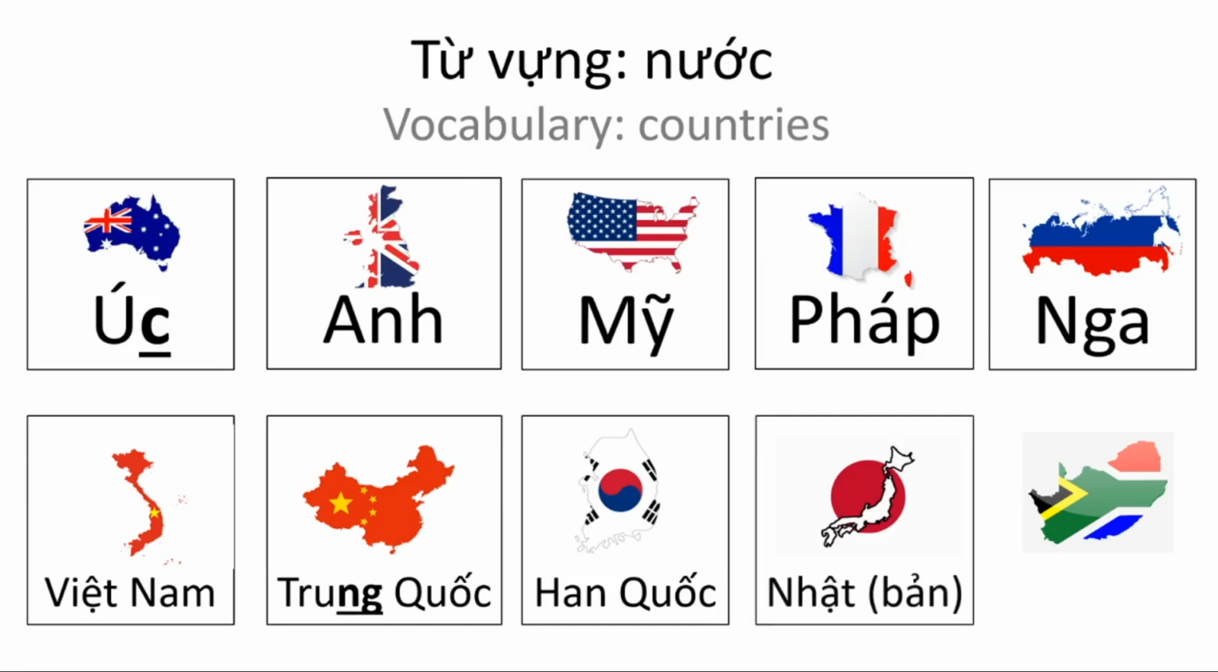Nhật Bản for Japan. And again, these are Sino-Vietnamese words meaning land of the rising sun. Nam Phi, Phi meaning Africa, Nam, South, South Africa.